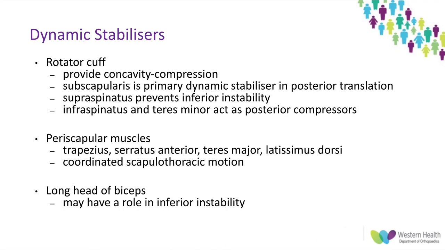Now looking at your dynamic stabilizers, you have the rotator cuff. It provides a concavity compression force. The subscapularis is the primary dynamic stabilizer in posterior translation. Your supraspinatus prevents inferior instability, and your infraspinatus and teres minor act as posterior compressors. Your periscapular muscles coordinate scapulothoracic motion, and this includes your trapezius, your serratus anterior, teres major, and latissimus dorsi. The long-headed biceps may have a role in inferior instability.